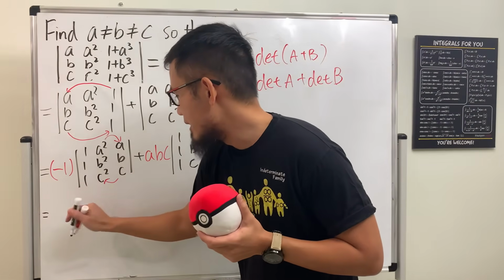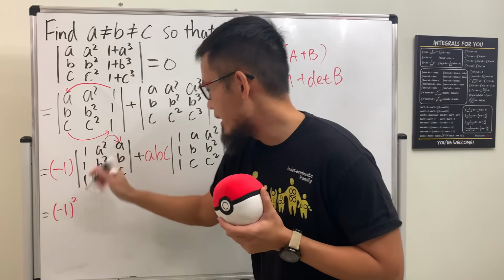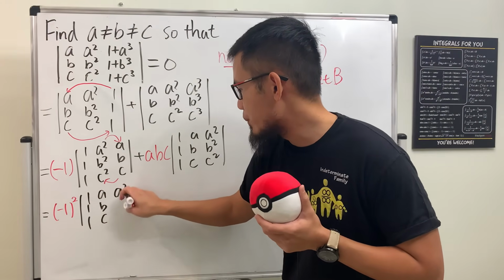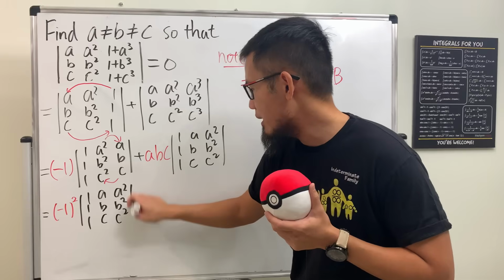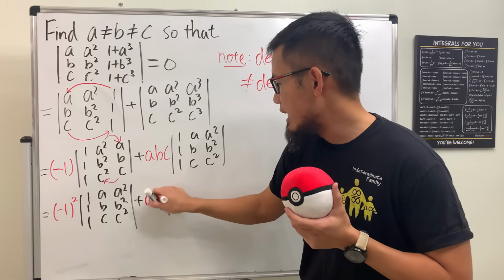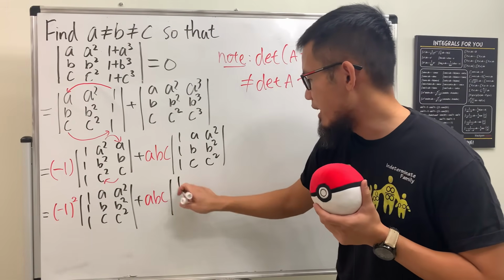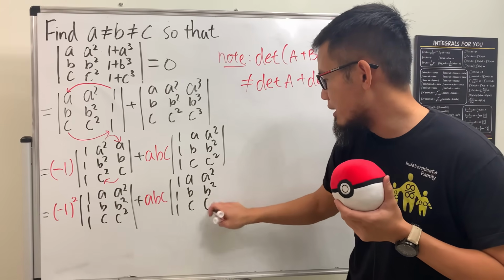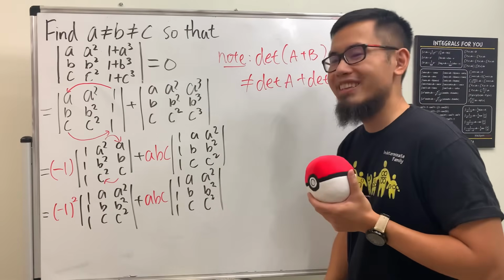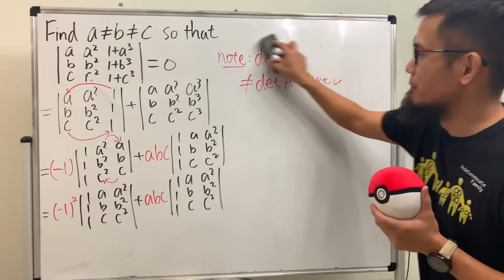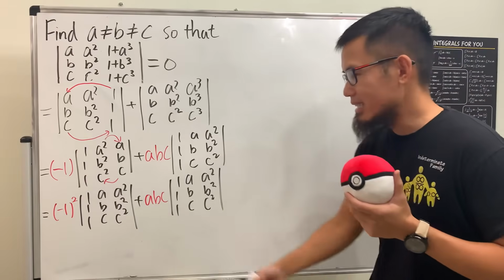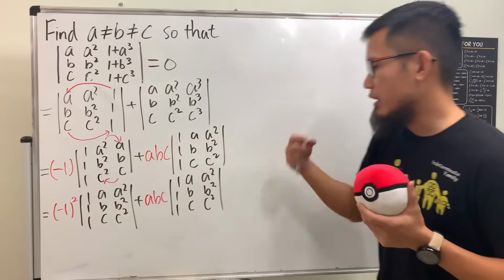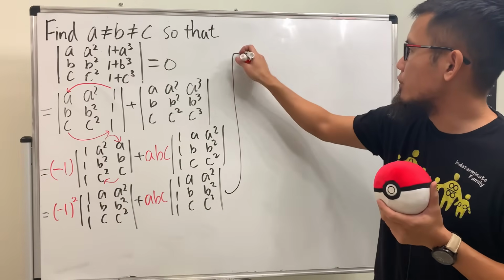So we see this becomes -1 times -1, and then we have the 1, 1, 1, and then A, B, C, A squared, B squared, and C squared, and then we just have to add it with A, B, C, and then this thing again, 1, 1, 1, A, B, C, A squared, B squared, C squared. I think it's pretty cool. Now, what else can we do? Well, notice that because these are the same, and remember, determinant is just a number, so we can actually factor it out.